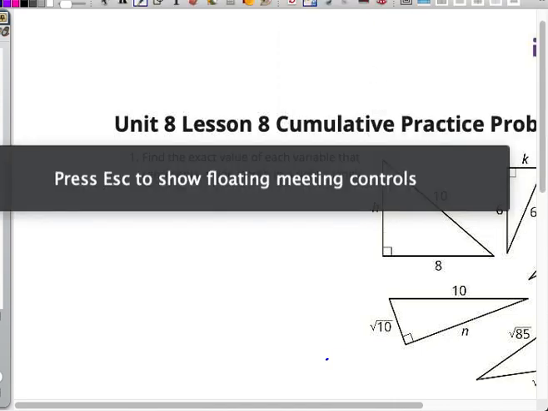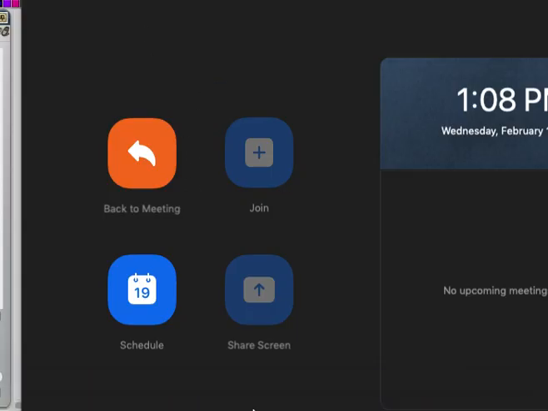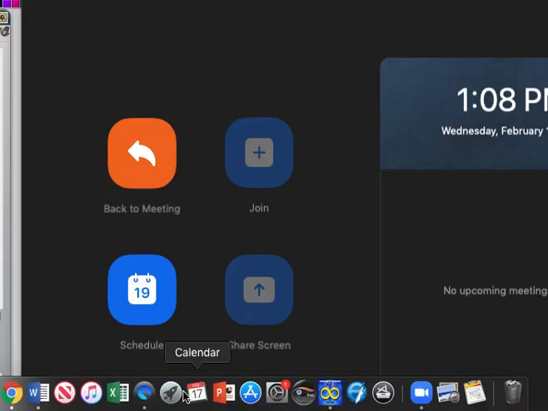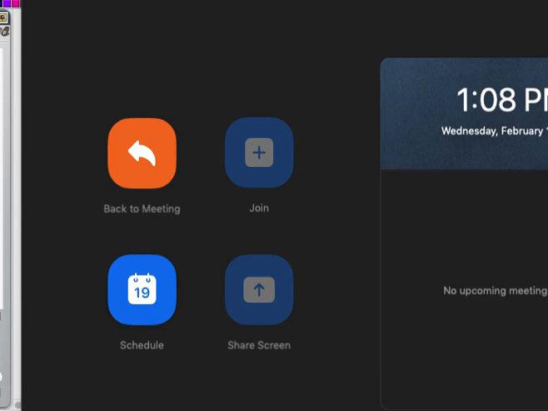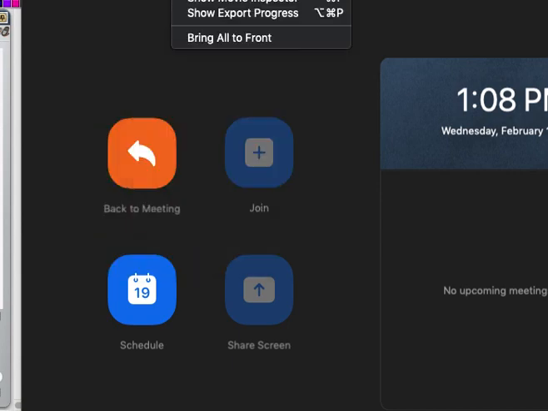Hold on just a second. I can't figure out how to stop. Okay, oh my goodness. Where's the QuickTime button? There it is. Oh my goodness. Okay.